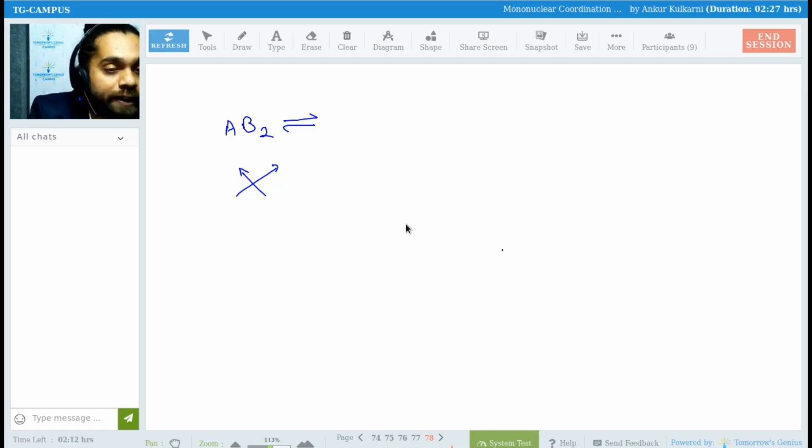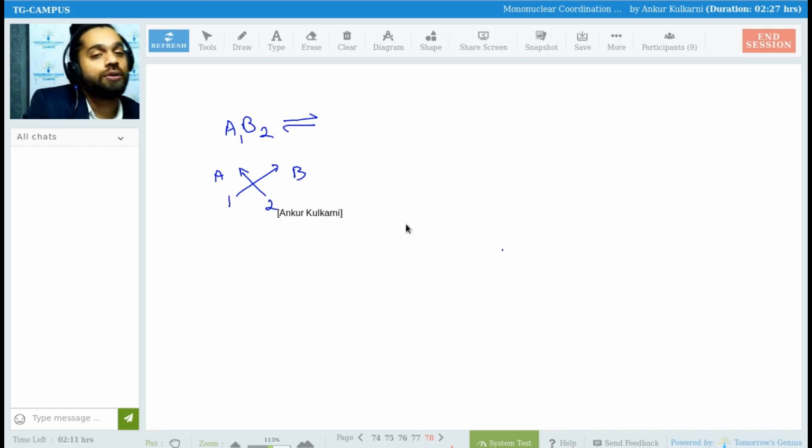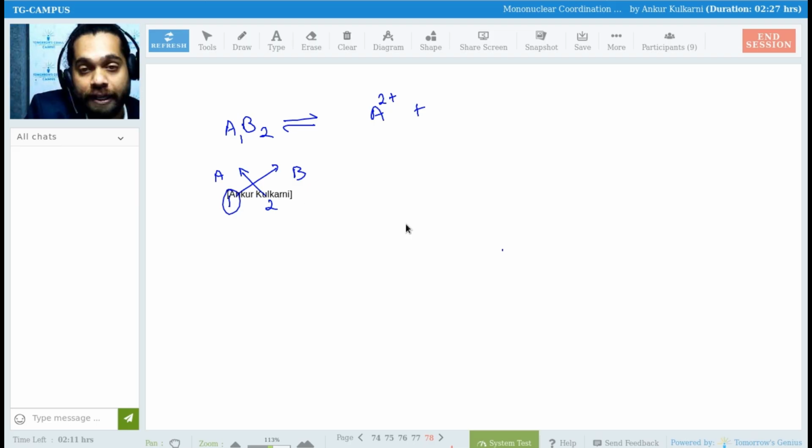Okay, so look over here. Those who do not know, remember this cross method. Suppose this is A, this is B. On A, I have 1 over here, on B, I have 2. So 2 goes on A. First we always write down the positive ion. So A2 plus, and this 2 will go on the B, which is negative. So B minus. So it will be 2B minus. Is it clear, everyone?